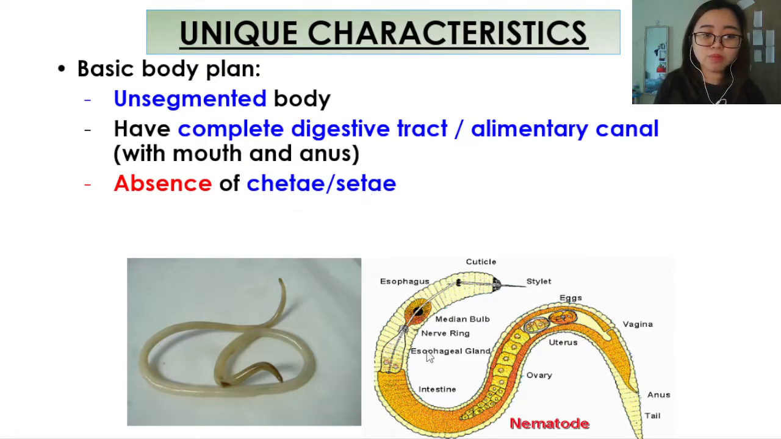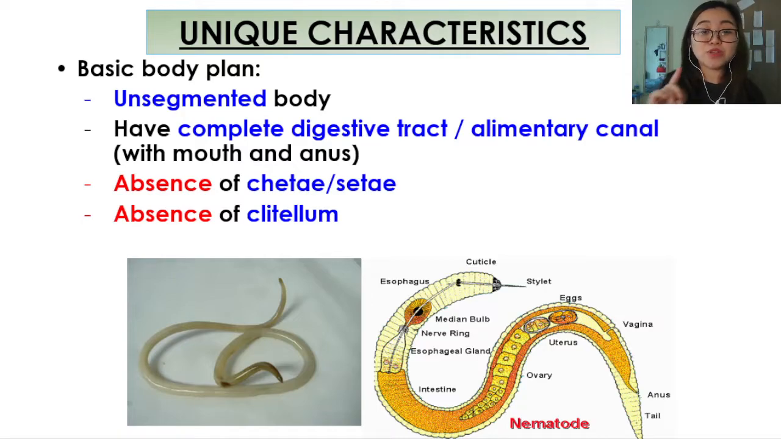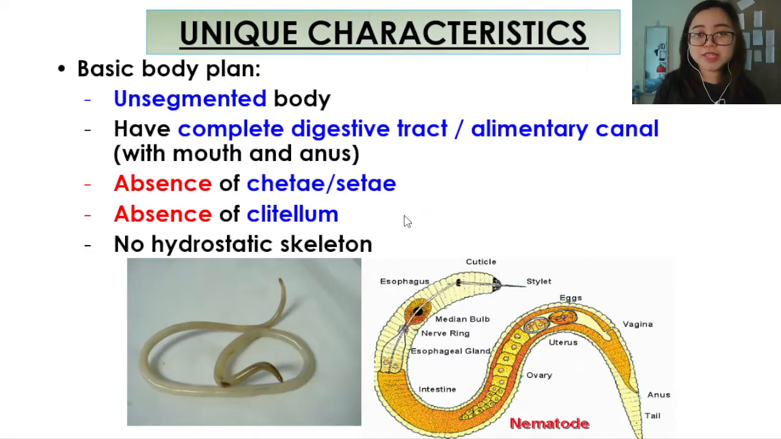Dia tiada macam bulu-bulu pada permukaan kulit dia. And they also have an absence of clitellum. What is a clitellum? It is a structure that you can find on annelids, so not on nematodes. And they have no hydrostatic skeleton.